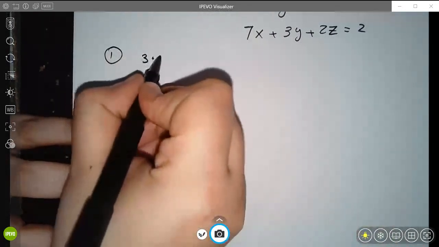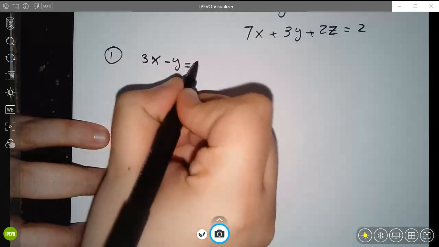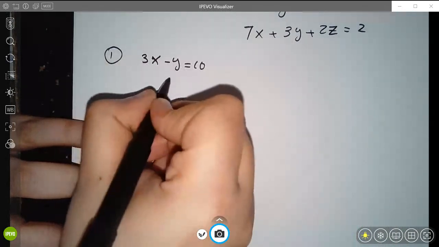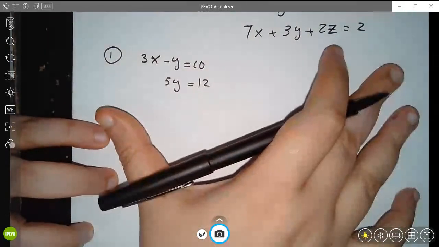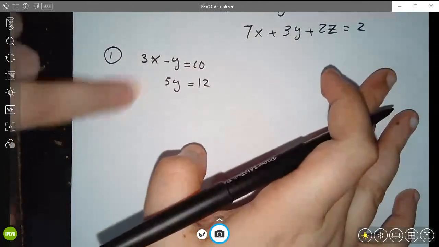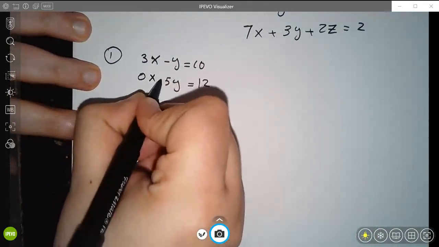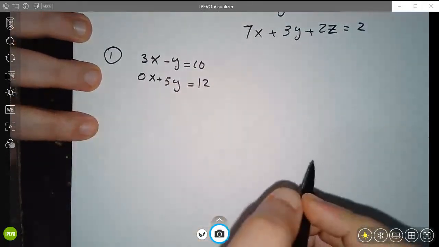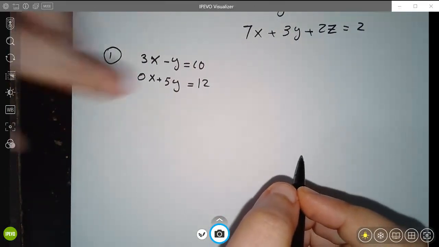Now we have 3x minus y, and it equals 10. And then you have 5y, and it equals 12. All right? Now I didn't give you an x. That automatically means that what? x is a 0. You have 0x plus that number. Make sense? That's why it's not there.